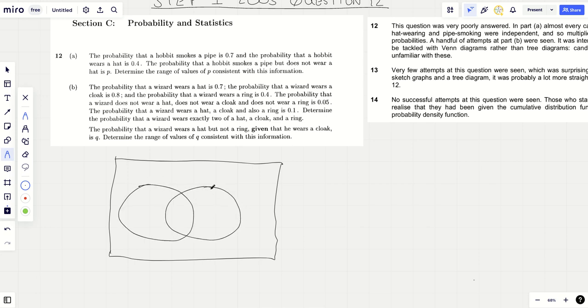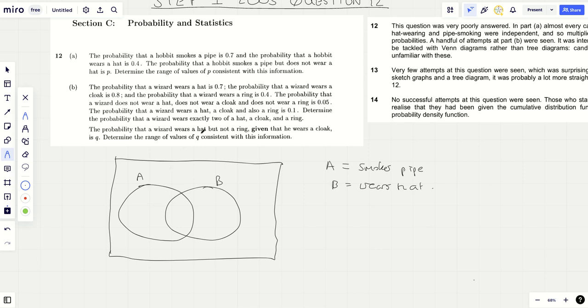So it seemed obvious to me to draw these probabilities overlapping, because you could smoke a pipe and wear a hat, or smoke a pipe and not wear a hat, or wear a hat and not smoke a pipe. So a Venn diagram just seemed obvious to me. Never assume things are independent, because what evidence have you got for that? Now we'll have A as smokes pipe and B as wears hat.